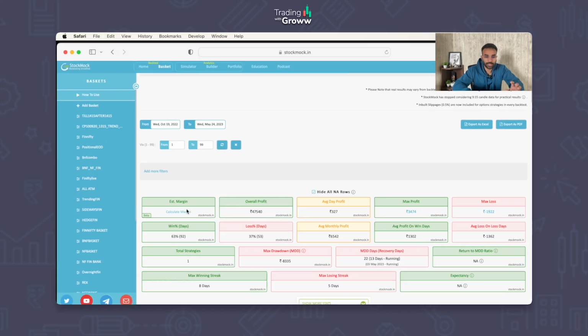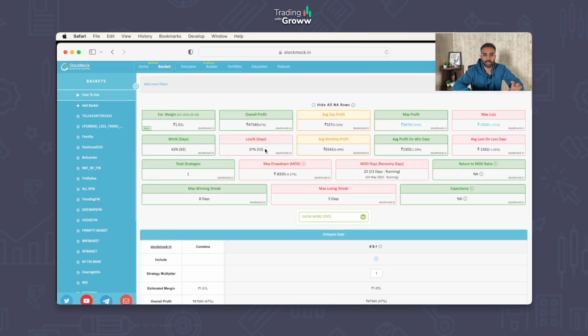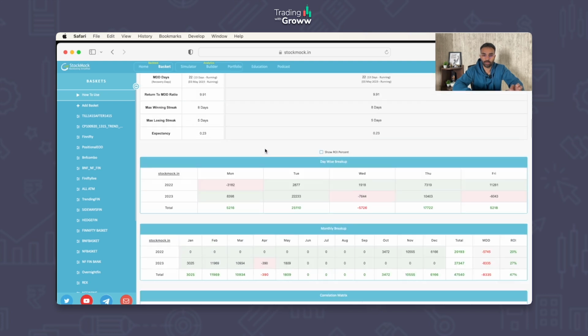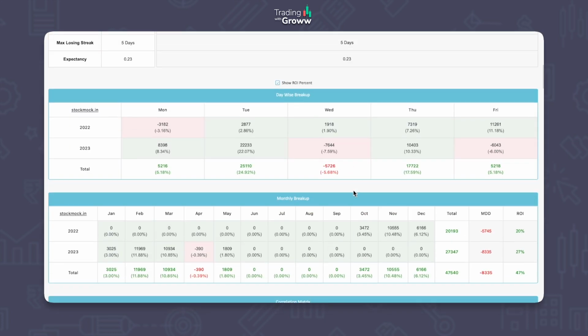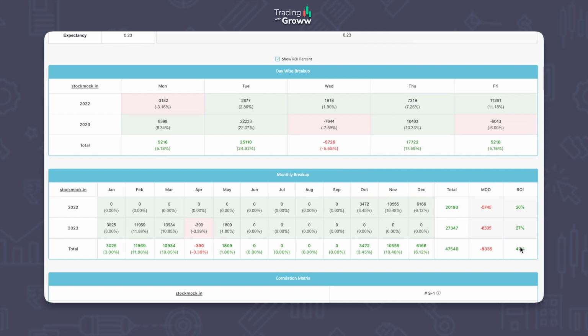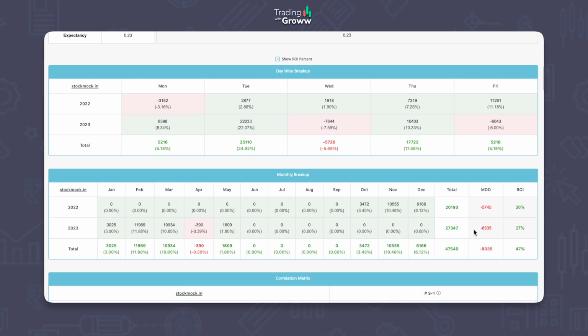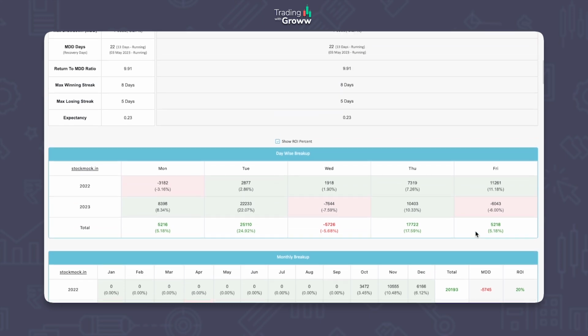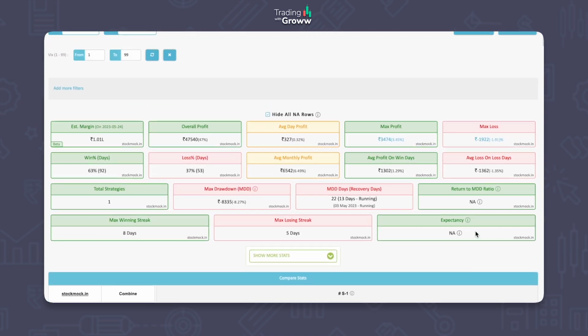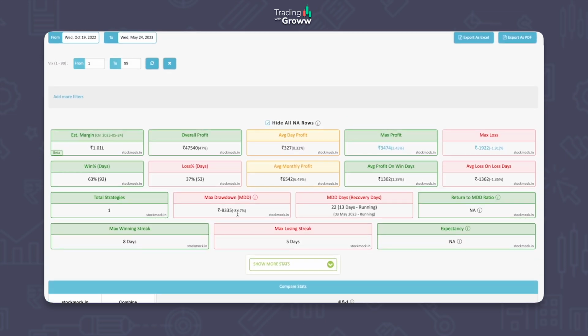So for this specific strategy, this is the overall result, where it has made approximately 47,000 rupees of overall profit. If you see it in percentage terms, as you could see, this has made 47% returns overall in the last 8 months, from last October till May. This has given 47% returns, which is a really good strategy. And also if you check the overall risk, the maximum downside is only 8,300 rupees. So if you're trading with a capital of 1 lakh, the maximum downside is only 8%.